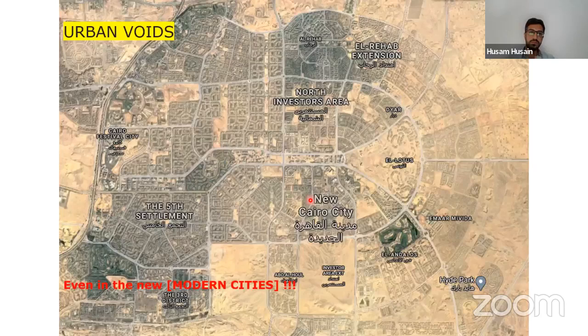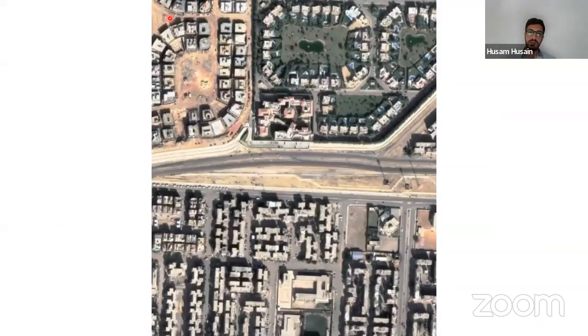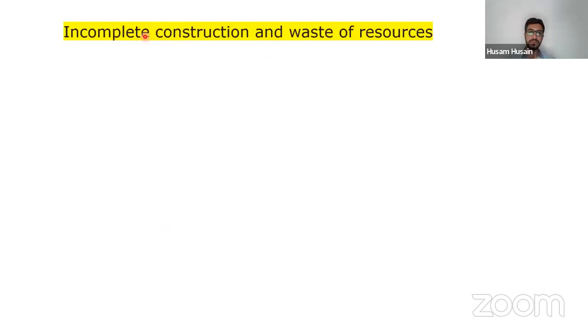And at the end, we can find urban voids even in the new cities, a lot of voids, even in the image of the new city. Looking at New Cairo, for example, at this particular area, this is a compound, while this is an open area, and this is a gated compound, and this is a normal neighborhood. We can see the difference in the maintenance of the lands and the accessibility to green areas between two neighboring neighborhoods. And this results, of course, in incomplete construction and waste of resources.